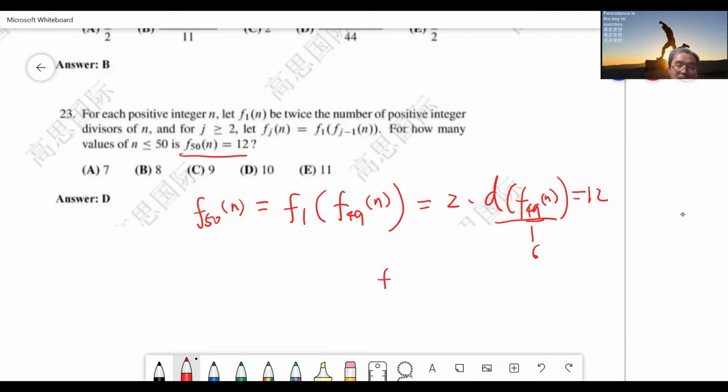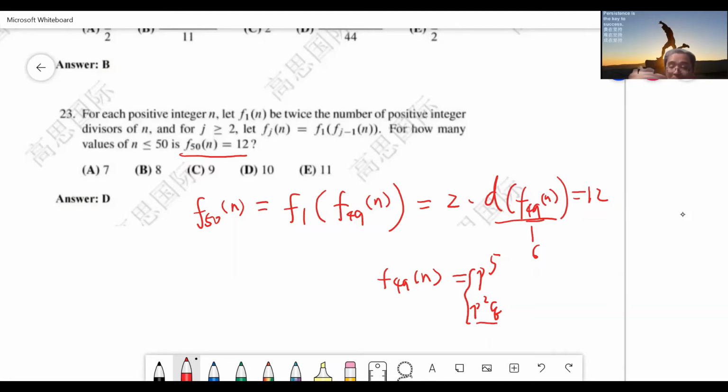So f49(n) must be in the form of either p to the power 5 or p squared times q, because it has 6 factors, where p and q are both primes. And then we're going to continue going back.